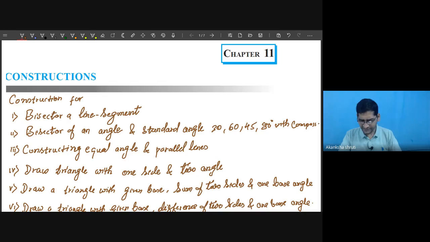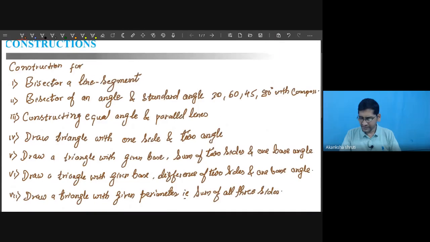The fourth construction, we have to draw a triangle with known three sides or one side and two angles. The next kind of construction we have to learn is drawing a triangle with its base, one of the angles at base, and sum of other two sides known. The sixth type of construction is drawing a triangle with base, one of the base angles, and difference of the other two sides.